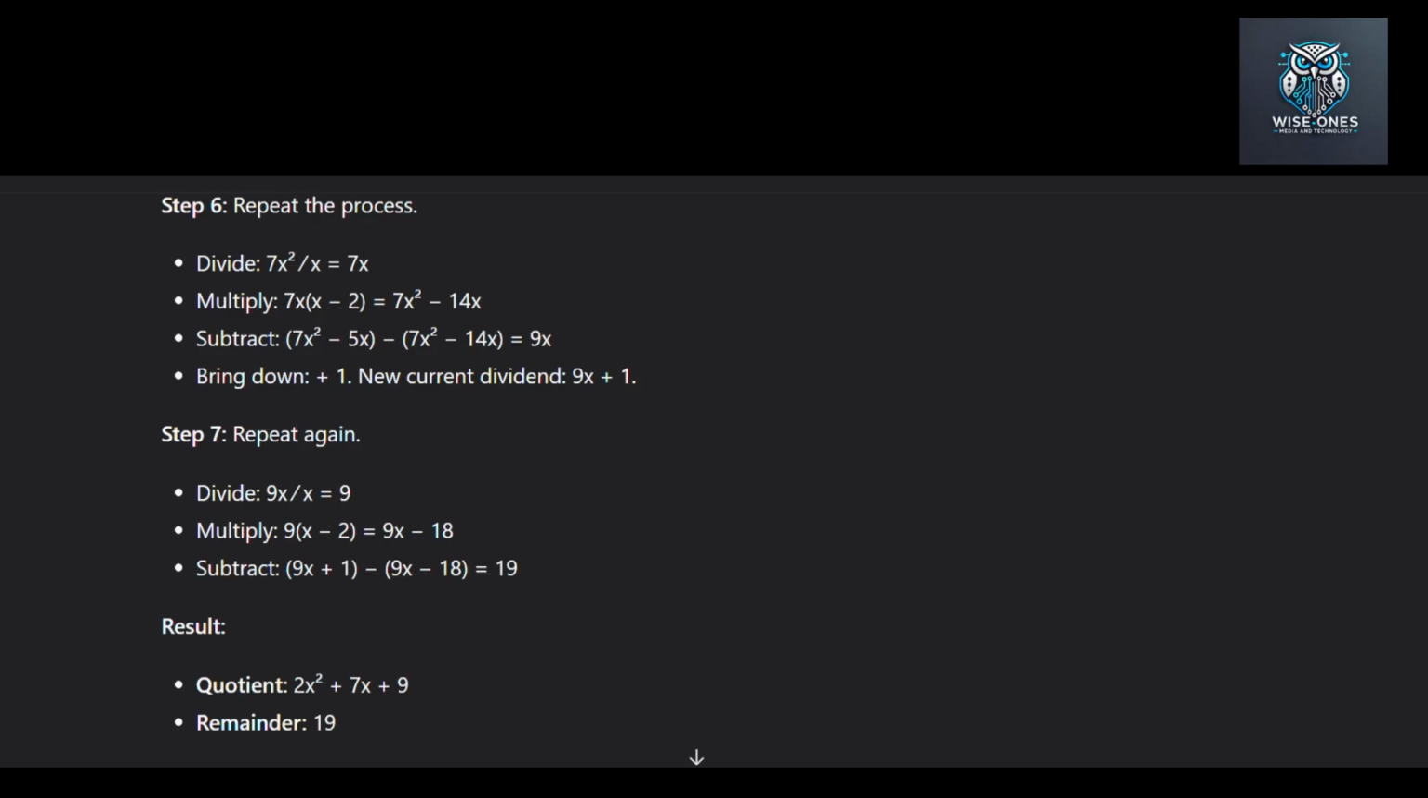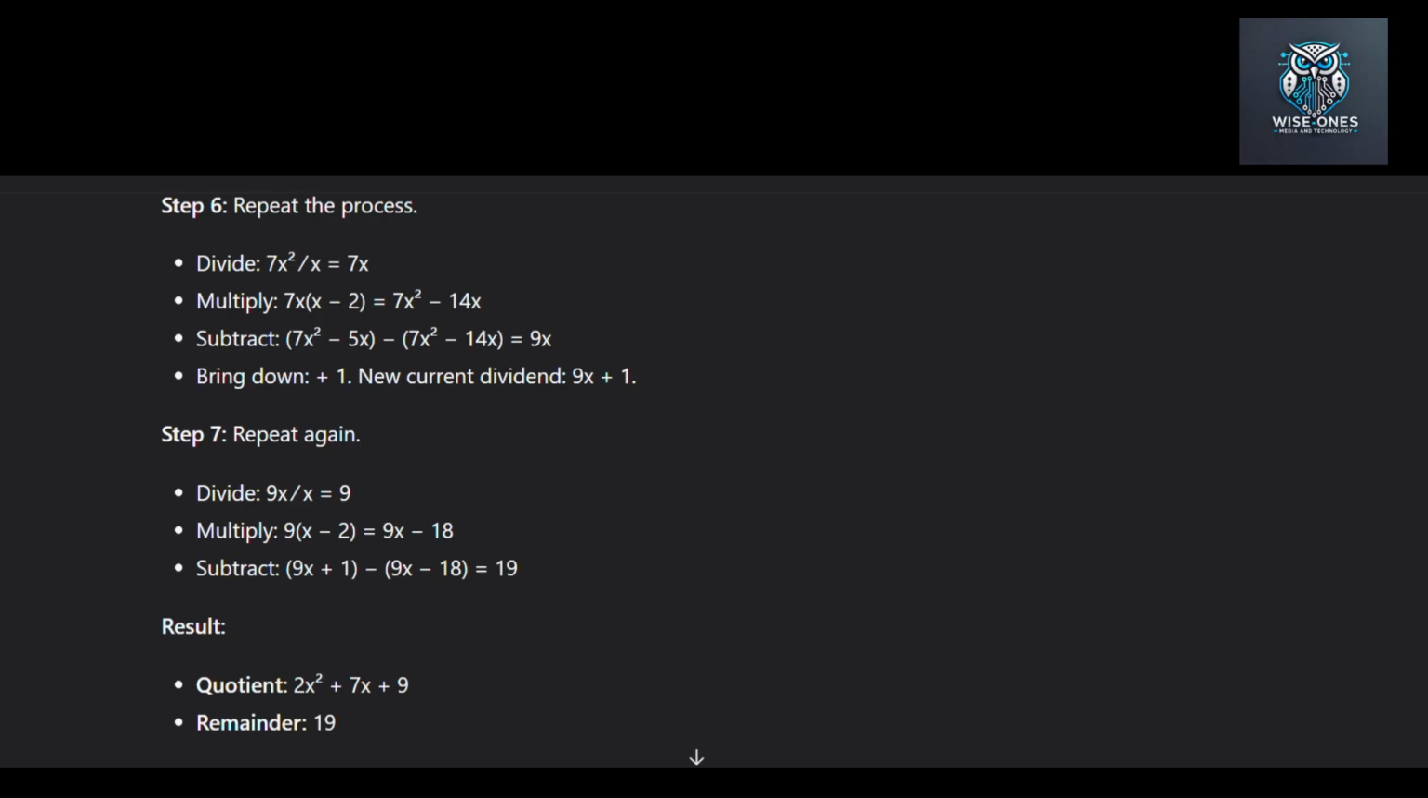7x squared minus 7x squared is 0. Negative 5x minus negative 14x. Minus negative becomes plus. Negative 5 plus 14 is positive 9. So we get 9x. Bring down the next term, which is plus 1. Our new current dividend is 9x plus 1. Step 7, repeat again. Divide 9x by x. This gives 9. This is the last term of the quotient.